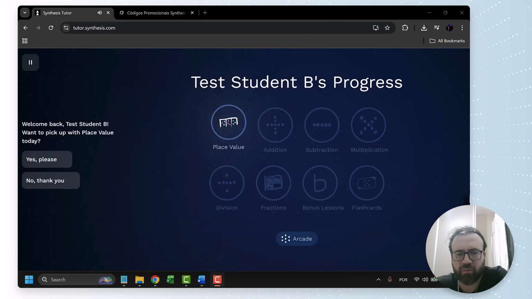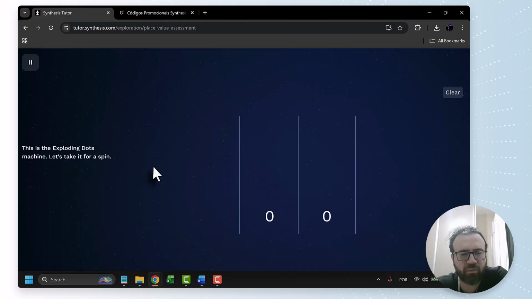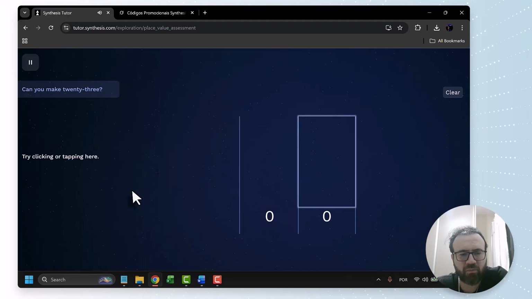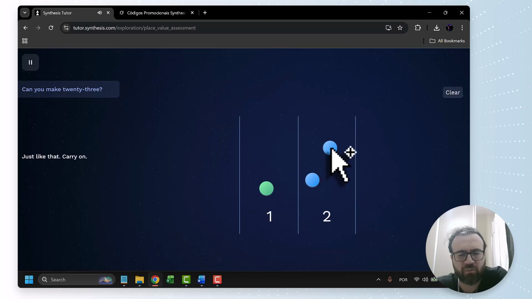Welcome back, test student B. Want to pick up with place value today? This is the exploding dots machine. Let's take it for a spin. Can you make 23? Try clicking or tapping here. Just like that. Carry on. Excellent. Could you do 35?